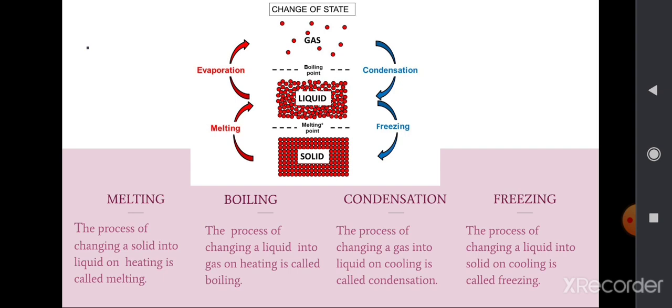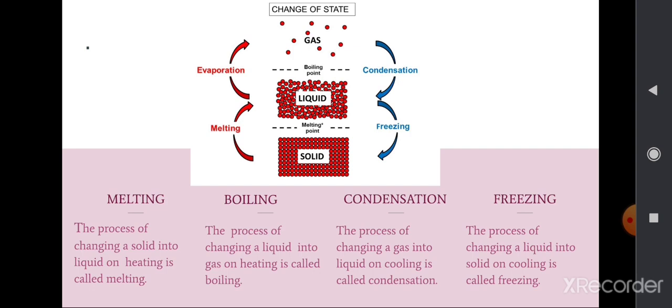Melting means when solids are heated, their molecules start to move around. Now, there is more space between the molecules. For example, if you keep an ice cube outside, it melts into liquid. This process of changing a solid into liquid on heating is called melting.